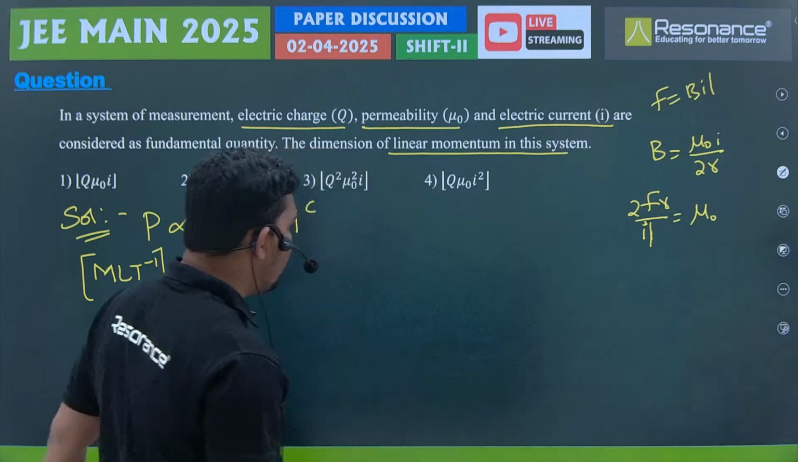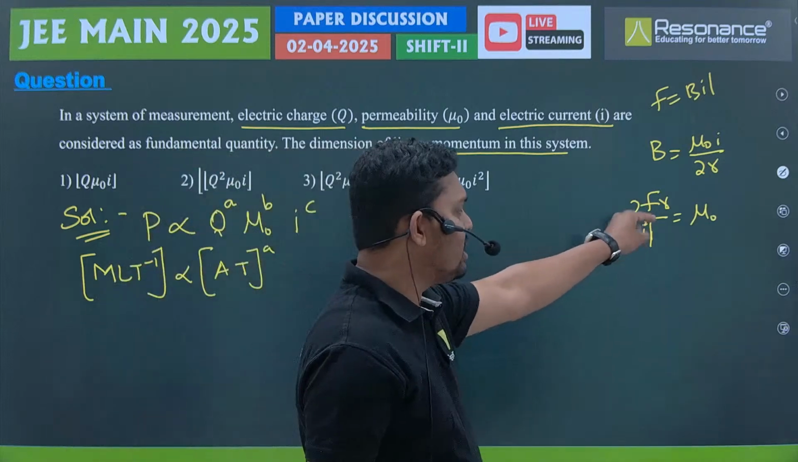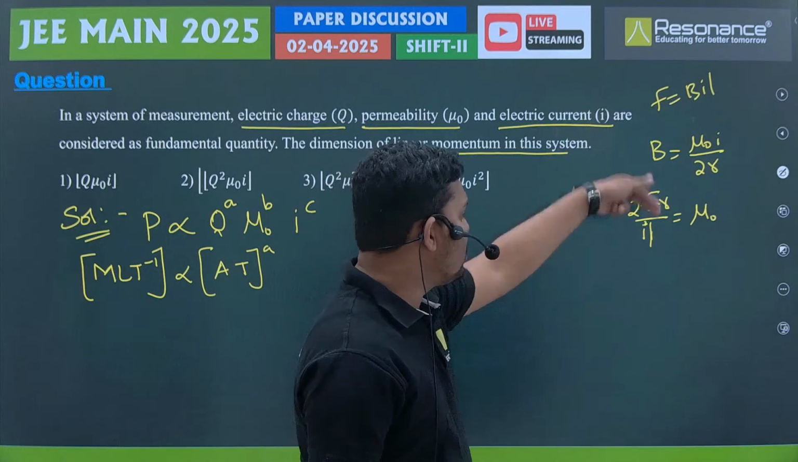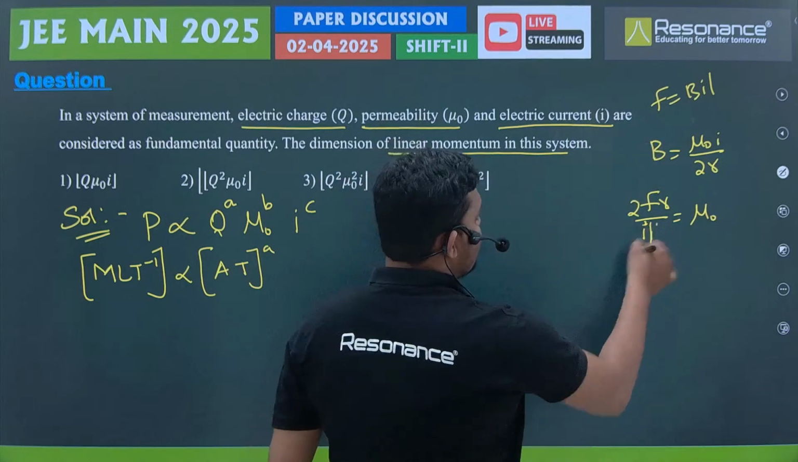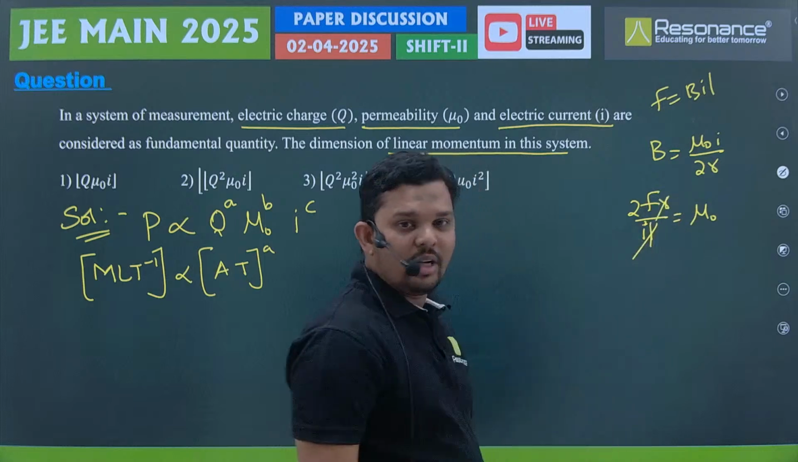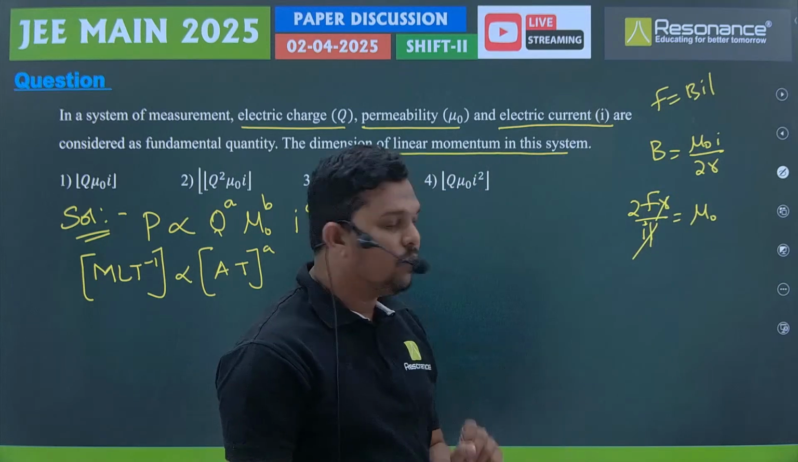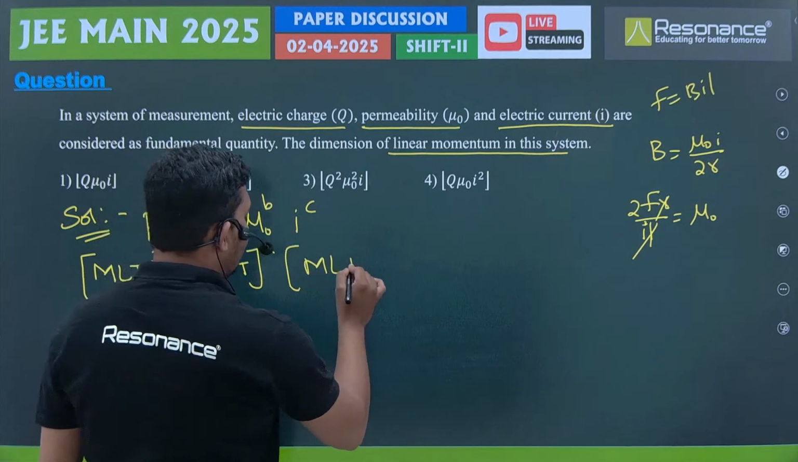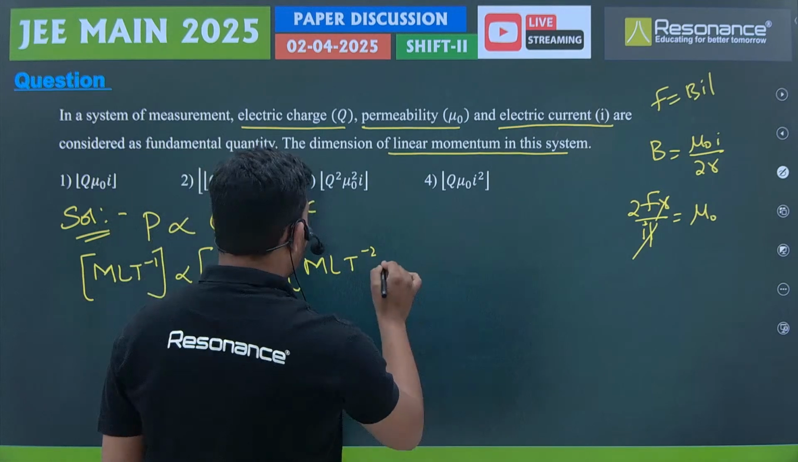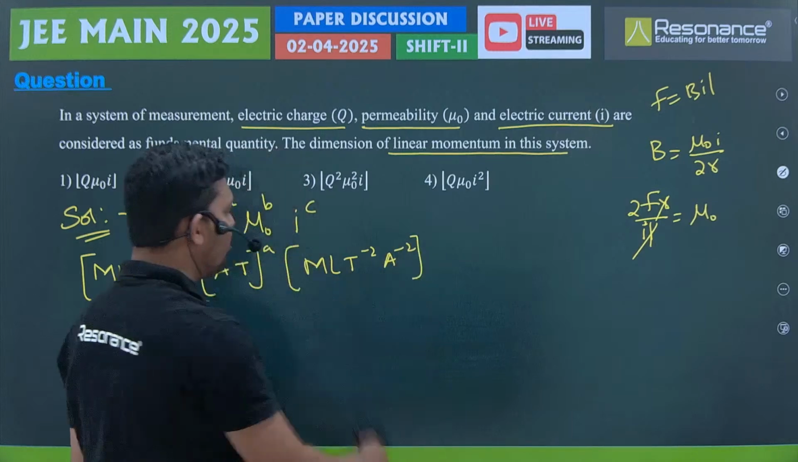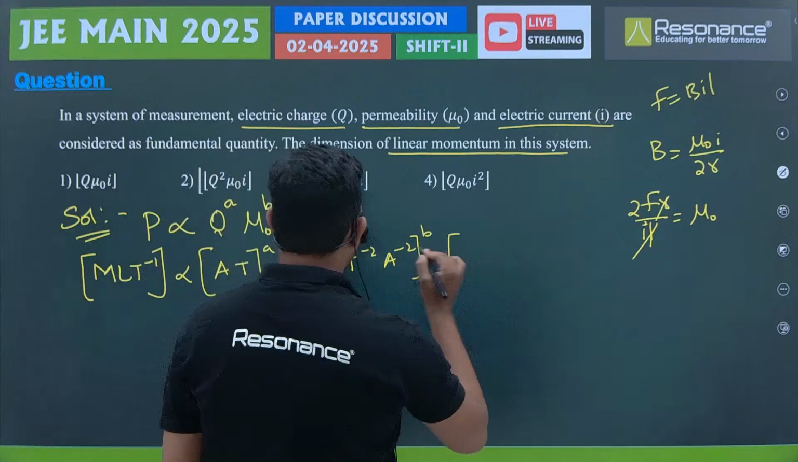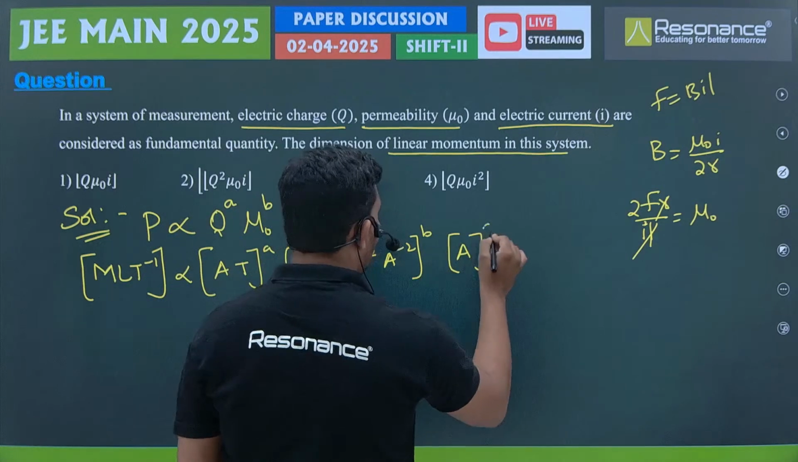Dimensionally, force is M L T power minus 2, and this will go to the numerator side. Length is expressed in terms of meter, and this is also expressed in terms of meter. So you will be getting M L T power minus 2, and current on the upper side becomes A power minus 2, and this is power B, followed by current. Current is expressed in terms of amperes, whole power C.